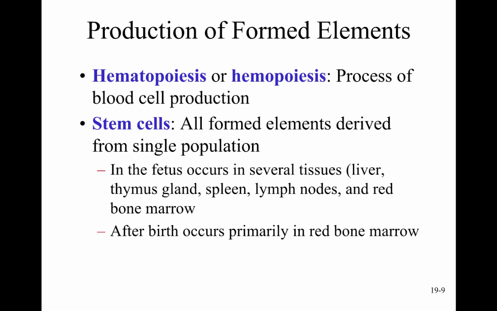The production of formed elements is a process called hematopoiesis or hemopoiesis. They all form from the same stem cells, so they all come from that same population. And if you remember from when we talked about the skeletal system, hematopoiesis, formation of blood cells, occurs in your bone marrow, mostly in adults. In the fetus, it can occur in a couple of different parts of your body, like the liver and lymph nodes, but mostly in the red bone marrow, especially after birth.